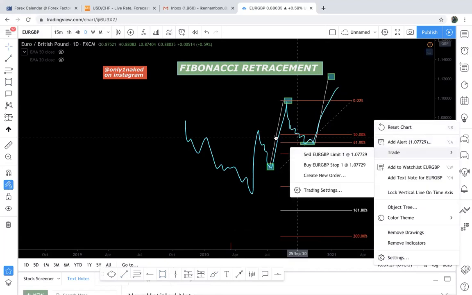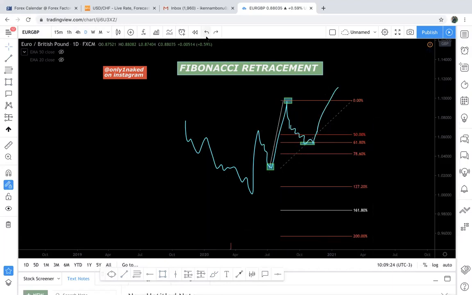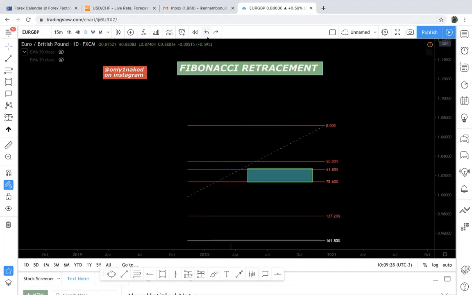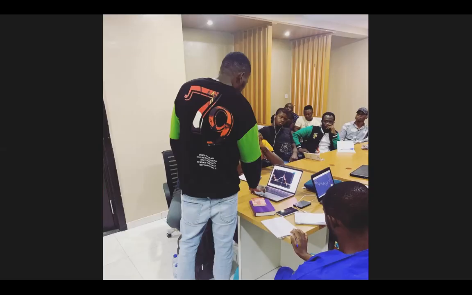This is how we use Fibonacci. Very, very easy stuff. It's not really hard to use. If you have more questions, ask me in the chat. But I believe the way I just explained everything, it makes a lot of sense now.